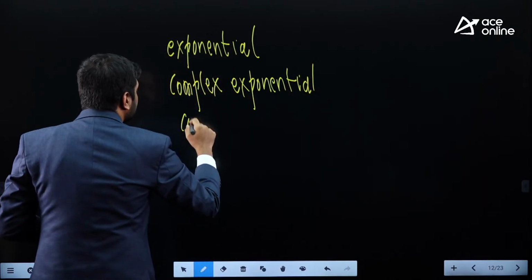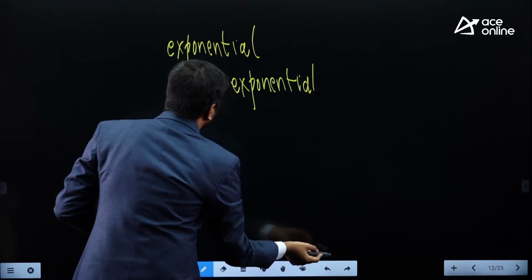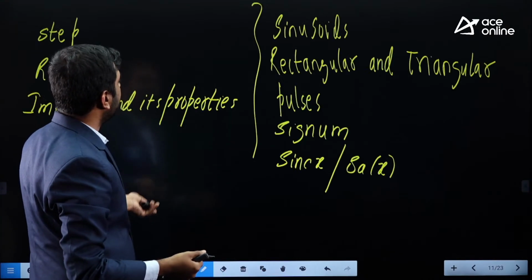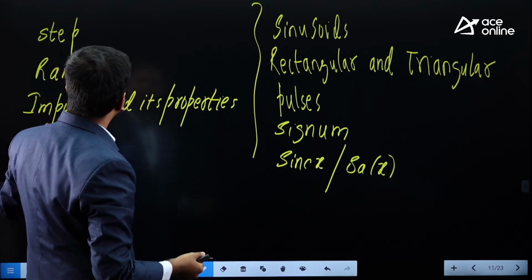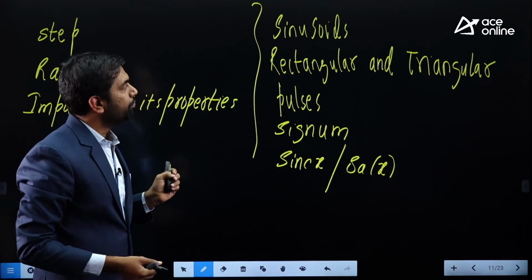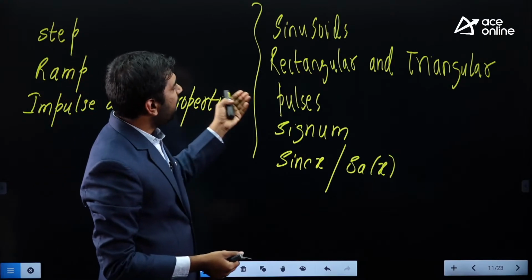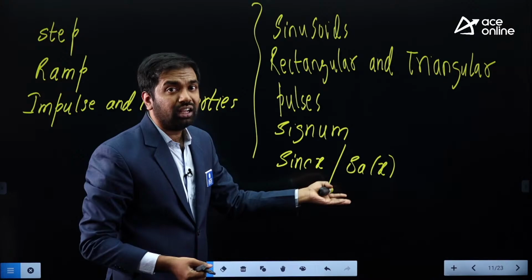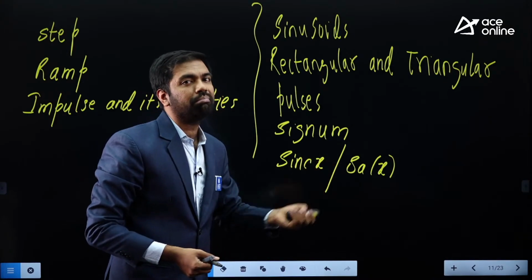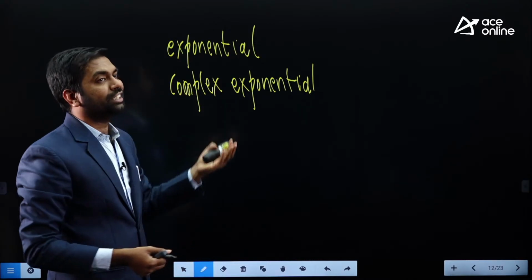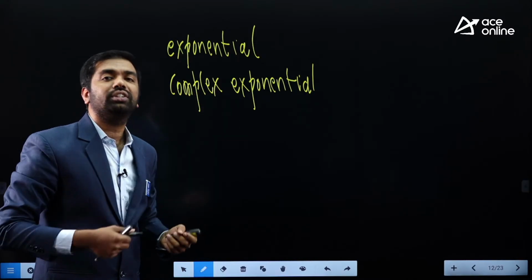Okay, complex sinusoids. So these are the elementary signals that you have to see. Let me once again read out this step, ramp, impulse and its properties. This is one of the most important discussions. Sinusoids, rectangular and triangular pulses, signum, sinc and sa. You need to know the difference between them. And then exponentials, complex exponentials, complex sinusoids.